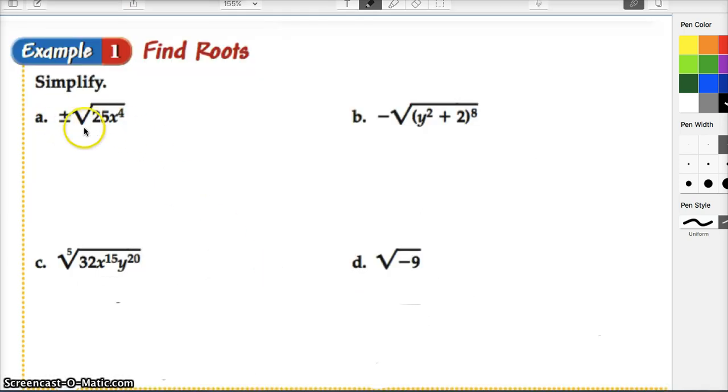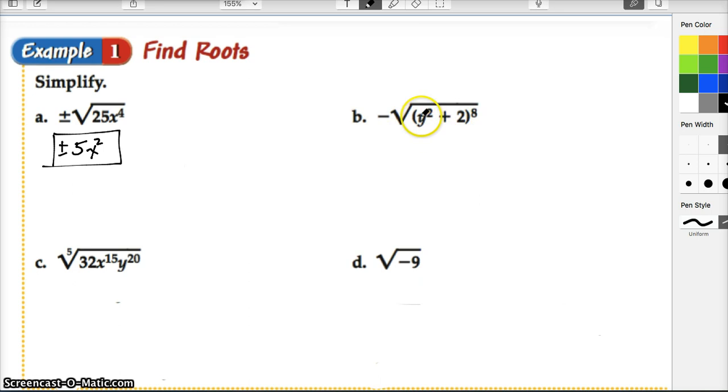So here, when we take the square root, they said analyze, tell us what the plus or minus the square root of this is. Well, the plus or minus is going to stay, but the square root of 25 is 5. And the square root of x to the fourth power will be x squared. So the answer here will be plus or minus 5x squared.